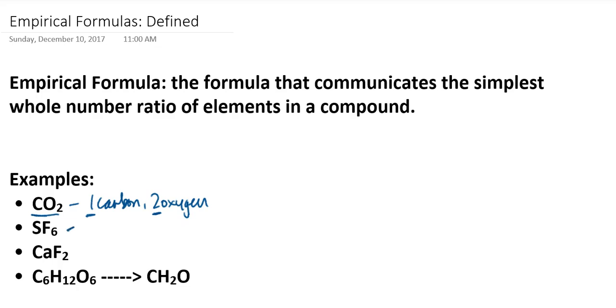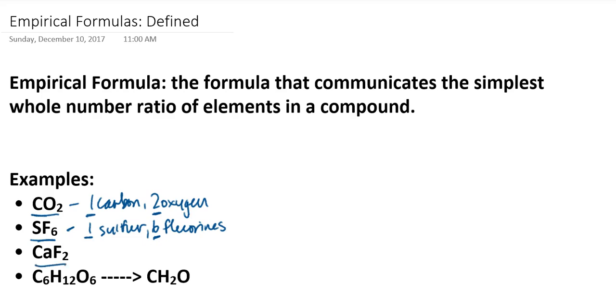Similarly, here I have sulfur hexafluoride. Again, there is 1 sulfur and there are 6 fluorines. Between 1 and 6, there are no common factors. And so, as a result, we would consider this formula, SF6, for sulfur hexafluoride to be the empirical formula, because it relates the simplest whole number ratio of elements between sulfur and fluorine in sulfur hexafluoride.